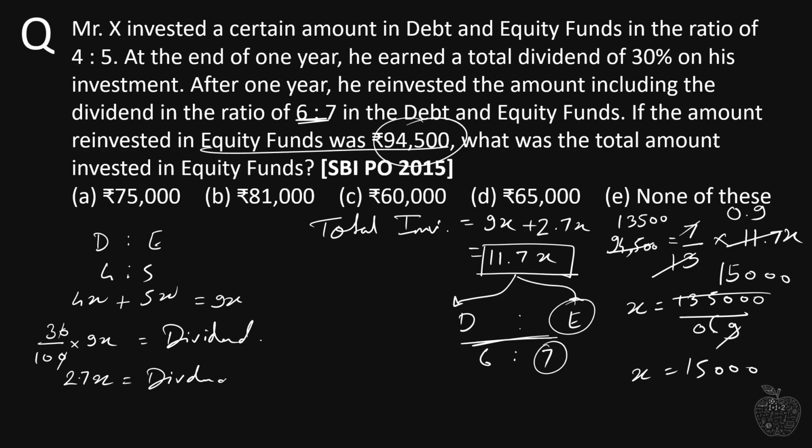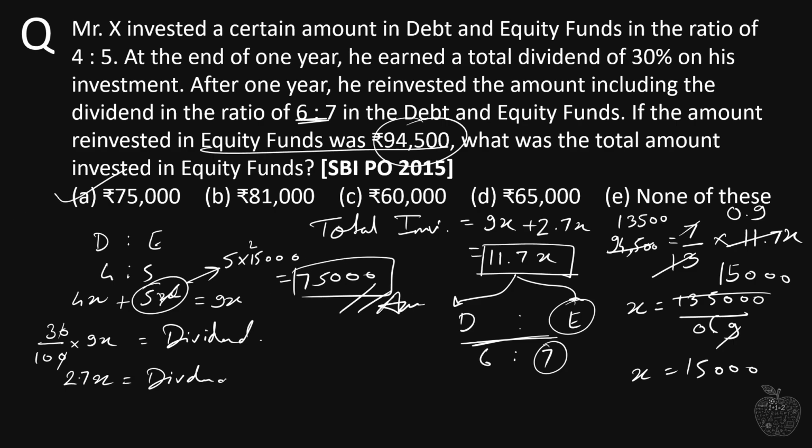The question is asking us what was the total investment in equity fund. Now we have total investment in equity fund was 5x, right? And we know that x is equal to 15,000. So we get 5 into 15,000 as 5 5s are 25, 5 5s are 25, 75,000 is his investment in the equity fund, and this is our required answer. So your option A is the correct one.